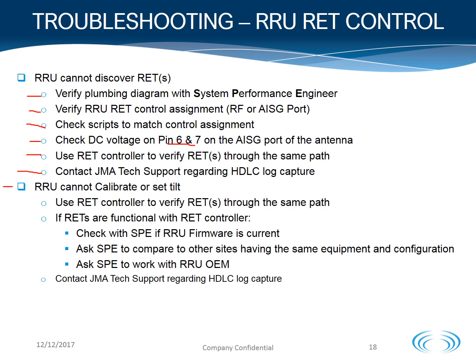If the RRU can discover the RETs but can't calibrate or set tilt, you can repeat the steps by using the RET controller to verify the RETs through the same path connection. If the RETs are functional with the RET controller, check with the SPE if the RRU firmware is current. Ask the SPE to compare to other sites having the same equipment and configuration to try to compare apples to apples to see where the mistake may have been made. Ask the SPE to also work with the RRU OEM if there's still issues. And again, you could contact JMA Tech Support regarding HDLC log capture so that we can verify if there's traffic coming out of the radios to the RETs.